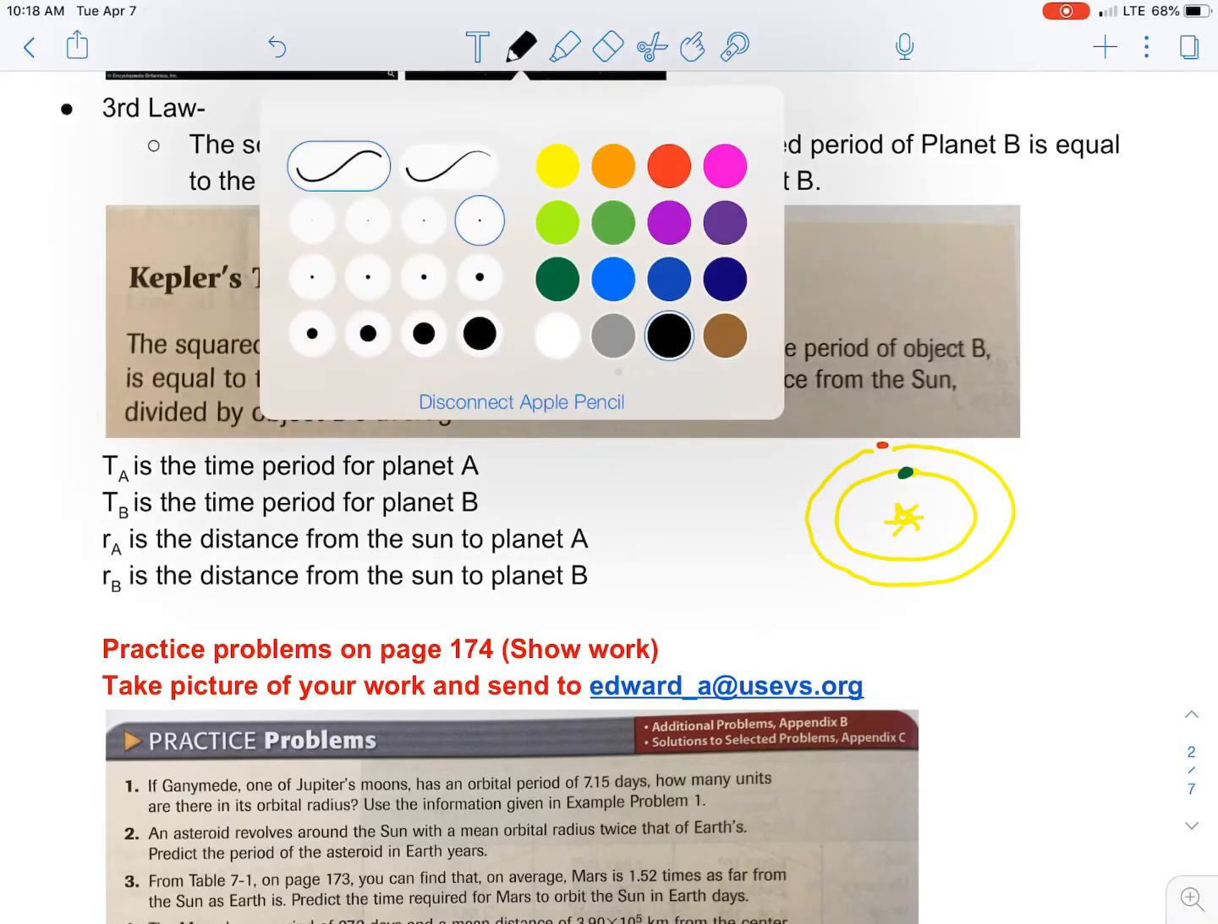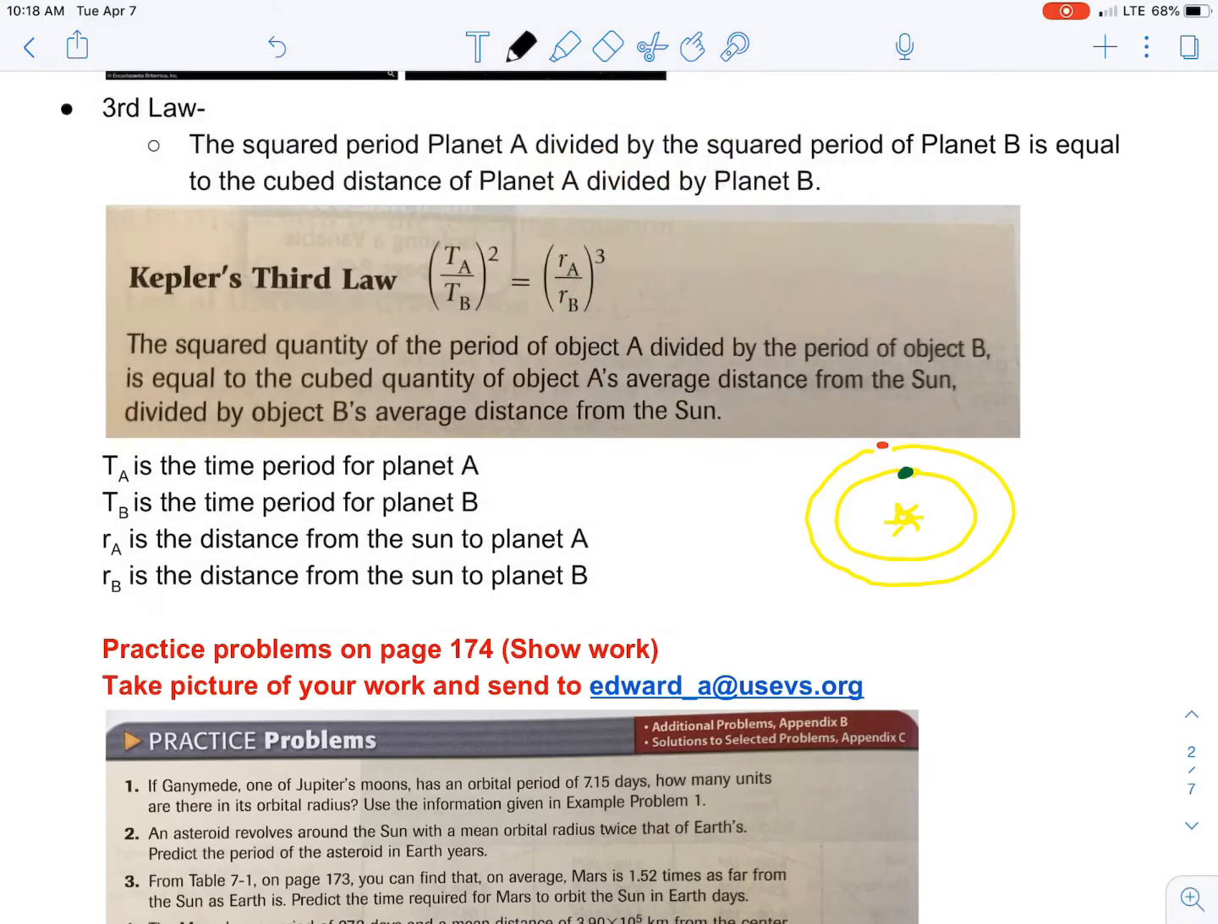But when you're relating those two things, R is the distance. R is the distance from the planet. We'll call that R Earth. And this is Mars here. We'll call that R Mars, right? So that's the radius, the distance from the central focus. And then the T of Earth would be 1 year or 365 days, whichever you want to do.